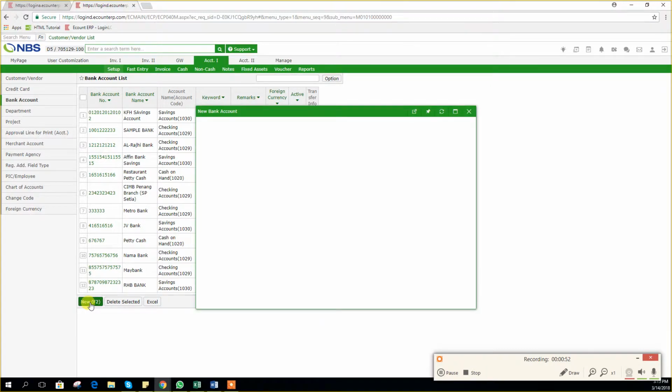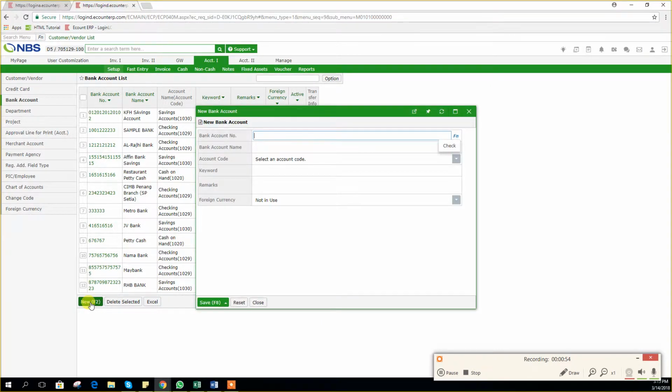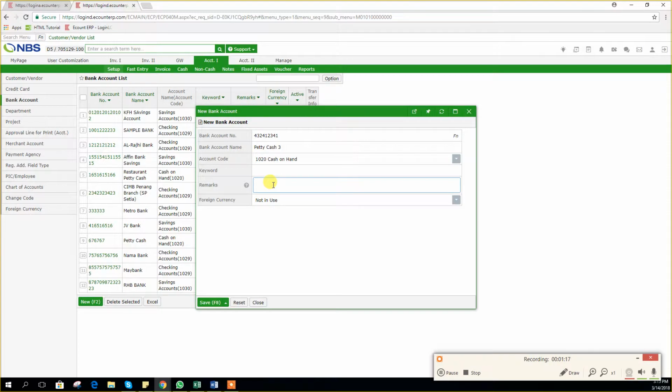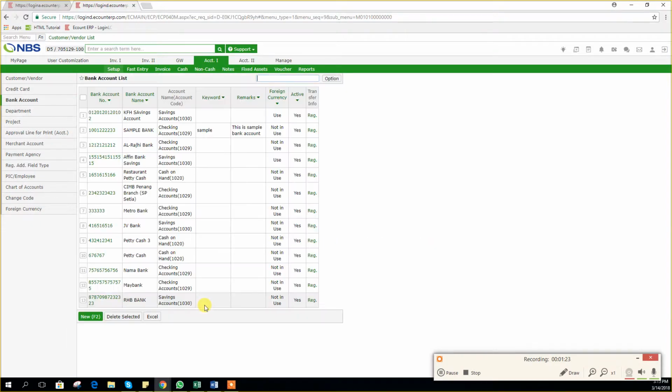Now, what about your petty cash? Okay, so for your petty cash, you can put whatever account number. We put petty cash, number whatever, and this one should be a cash on hand account, because this is cash that you have in hand. So that is going to be like that. You can create as many banks as you want. So just like that.